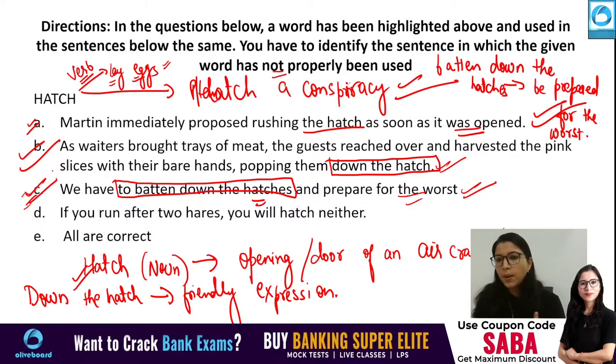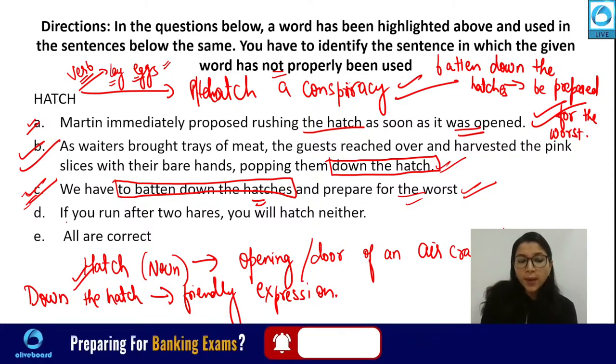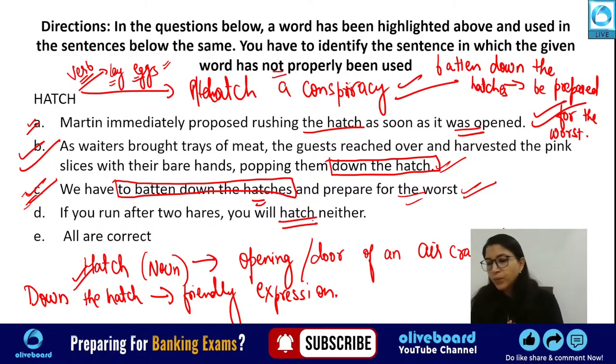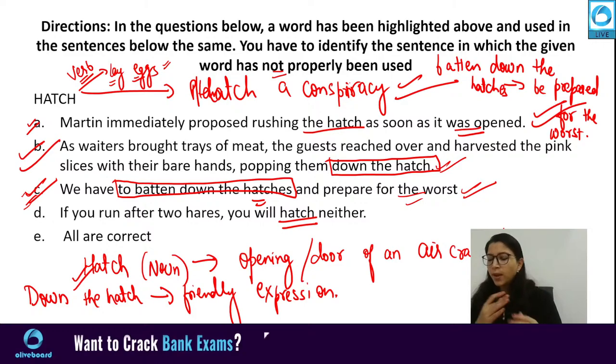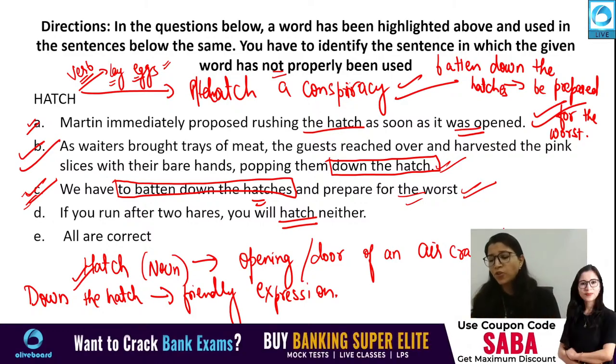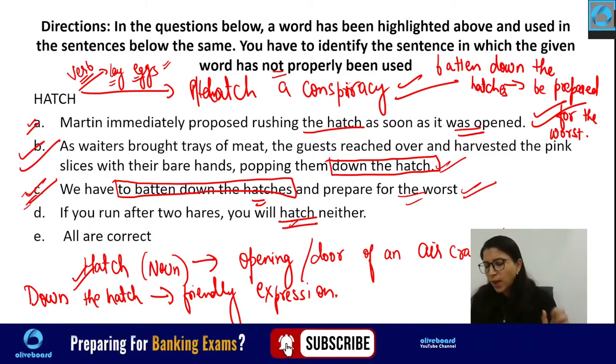A, B, C, be prepared for the worst, for the difficulty. Yes, C is correct. Now, D. If you run after two hares, you will hatch neither. Now, is it making any sense? If you run after two hares, you will hatch nothing. In this sentence, is the word hatch making any sense?